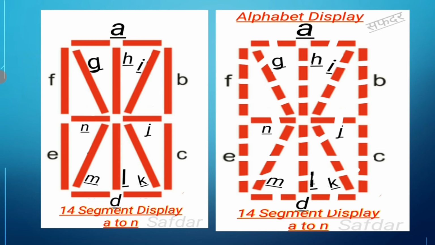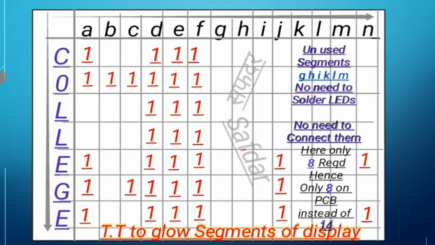You can see how these segments are numbered. We are going in a clockwise direction A, B, C, D, E, F. Then again inside in the same clockwise direction G, H, I, J, K, L, M, N. This is the main truth table that you have to design on your own for your loved ones. And designing is not complicated, it's an easy one.